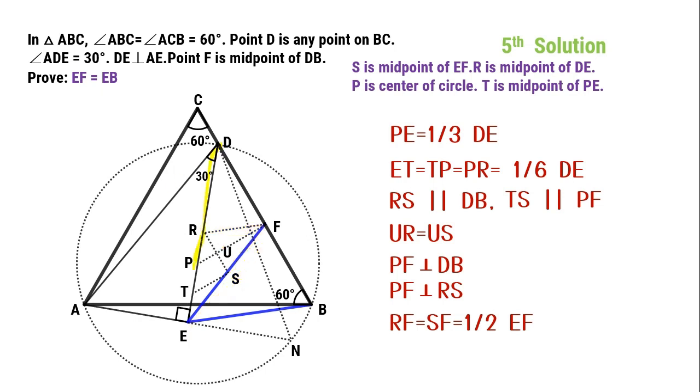In triangle DEB, because point R and point F are the midpoints of DE and DB, segment RF is also equal to 1/2 of EB. We can get the result from these two equations: EF equals EB.